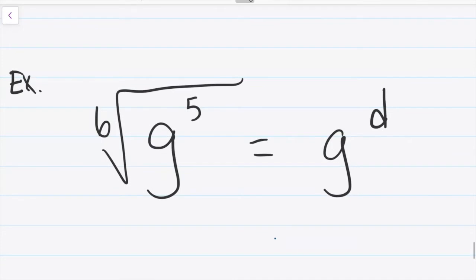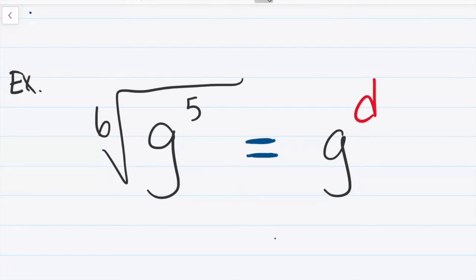Okay guys, so we got the following problem today. We have the 6th root of g to the power of 5 is supposed to equal g to the power of d. Now, how do we find letter d? Well, this is no easy task, guys. We're not going to do our classic leaving the letter alone because there's something else we need to realize.